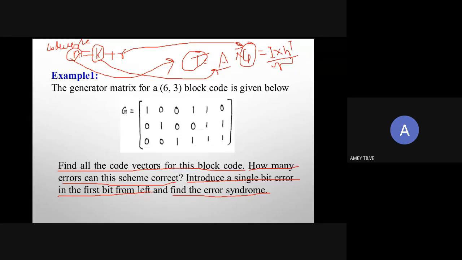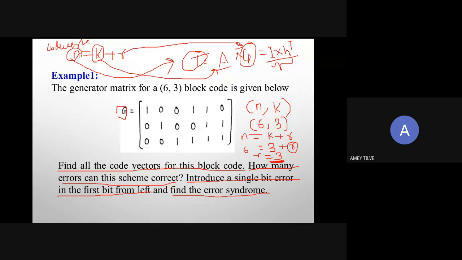In the current problem, what is given to us is G. Now, G is 6, 3. How is your block code represented? A block code is represented as N, K. What is the value of N? N value is 6, K value is 3. What is the formula? N equals K plus R. N value is given to us, K value is given to us, and I found out what R is. R is nothing but 6 minus 3, that is 3. So my redundant bits are 3 bits long.